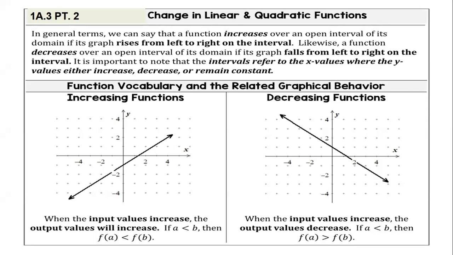So what we have here says, in general terms, we can say that a function increases over an open interval of its domain if the graph rises from left to right on an interval, correct? Because that's how we read a graph, just like you read a book. Likewise, a function is decreasing over an open interval of its domain if the graph falls from left to right. So I'm going down, okay?